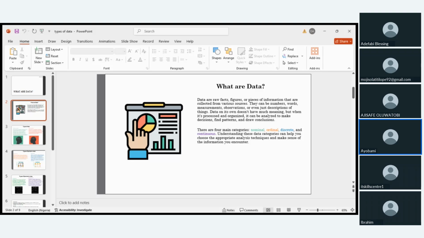Data can be numbers, words, measurements, observations, or even descriptions of things. Yes, descriptions of things can be data. Data can take any form that we can think of. You could take a thermometer and take somebody's temperature. That is you collecting data. You could count things: you count dogs, you count cats, you count bags of rice. You are collecting data. You are performing an observation.